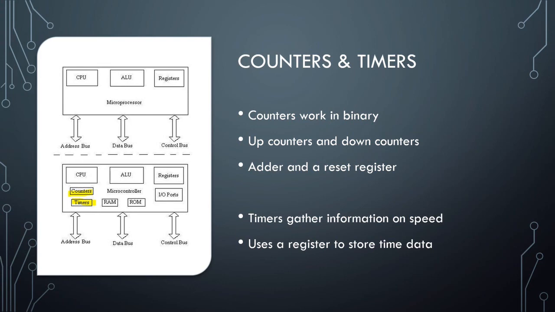So microcontrollers will have a counter and/or a timer in them. Counters are essentially counting up and down, working in binary. They can add to what they're counting, or they can reset the count. Timers are doing a similar task. Timers are gathering information on the speed of the system, and they are storing this system speed information in a register. So we need counters and timers to monitor different things in our system. They're just counting and timing and storing this information in the registers. It's available to pull from as needed.